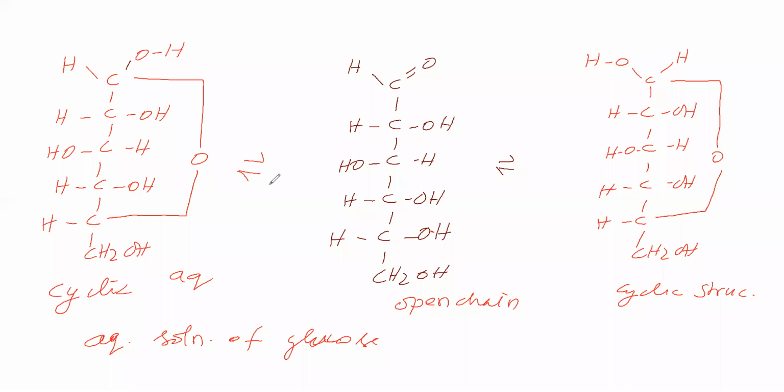So what is the percentage of these? We will see. The percentage of this cyclic form is 36%. The percentage of the open chain form is 0.02%. The percentage of this other cyclic form is 64%. So in the aqueous solution of glucose, equilibrium is possible. In the equilibrium, this cyclic form is there, this open chain form is there, and this cyclic form is there. Their percentages are so and so.